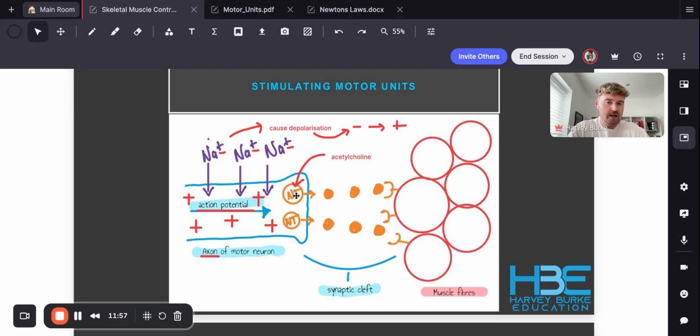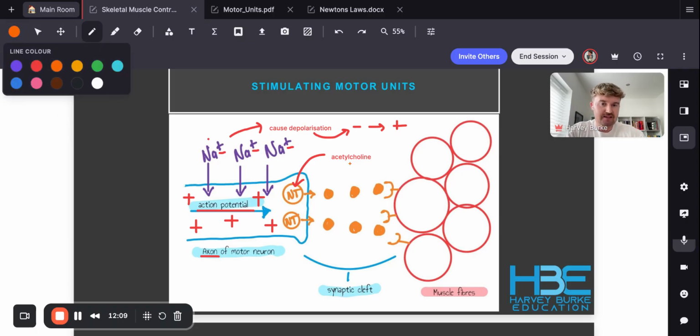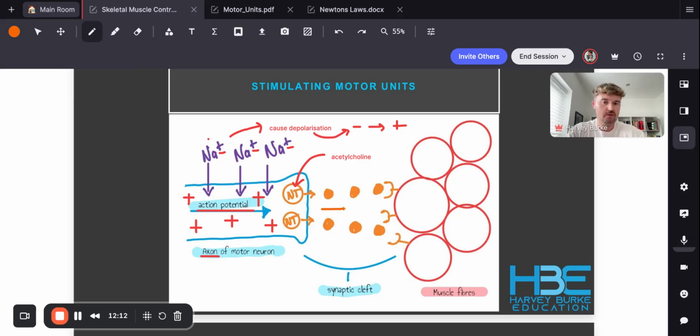And this is a chemical that is then secreted into the synaptic cleft, so the gap between the neuron and the muscle fibers. And they want you to say that that acetylcholine or that neurotransmitter diffuses across the synaptic cleft until it reaches the muscle fibers. And when it reaches the muscle fibers, it will then bind to the muscle fibers. And pretty much, if enough of it is bound to the muscle fibers, it will cause depolarization in these muscle fibers as well. So these muscle fibers will go from negative to positive, and that is what causes muscle contraction.